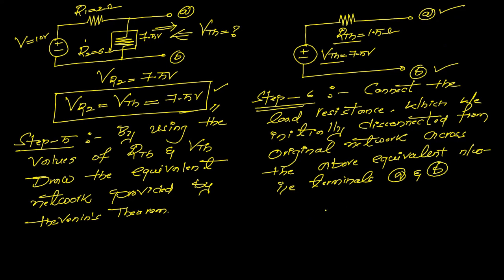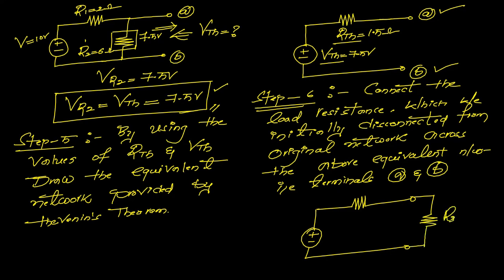Now if you are connecting the disconnected load resistance across terminals A and B, then the network becomes again like this. The value of R3 is equal to 10 ohms, and this is terminal A and this is terminal B. We are connecting this R3 value across terminals A and B, and this one is RTH, which is equal to 1.5 ohms, and this one is VTH, which is equal to 7.5 volts.